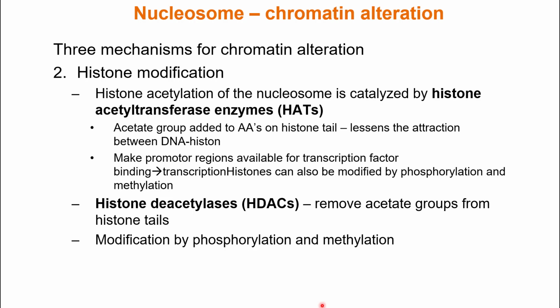The way we do this is we use what we call histone acetyltransferase enzymes, or HATs. And these HATs add an acetate group onto the amino acids of our histones. And so now these amino acids have an acetate group on there, and that tends to make them less likely to be attached to the DNA.